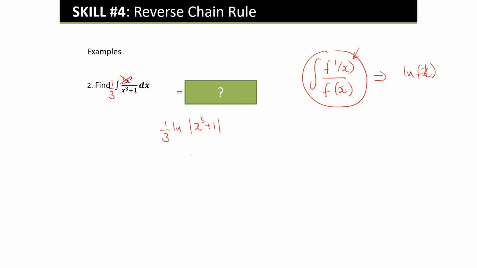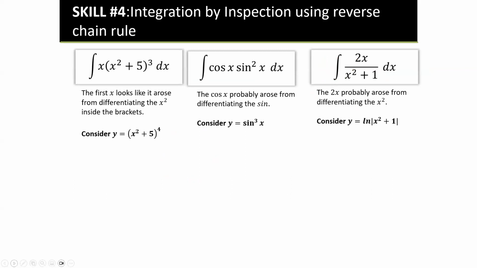And then think about differentiating. You would do 1/3 times 1 over x cubed plus 1 times the differential of the inside, which would give you the 3x squared, and then those 3's would cancel and you'd get back to your question. So this is reverse chain rule. We've already done quite a few of those ones. So hopefully that makes sense. Anyone want to have a go at these then? These are reverse chain rule as well.